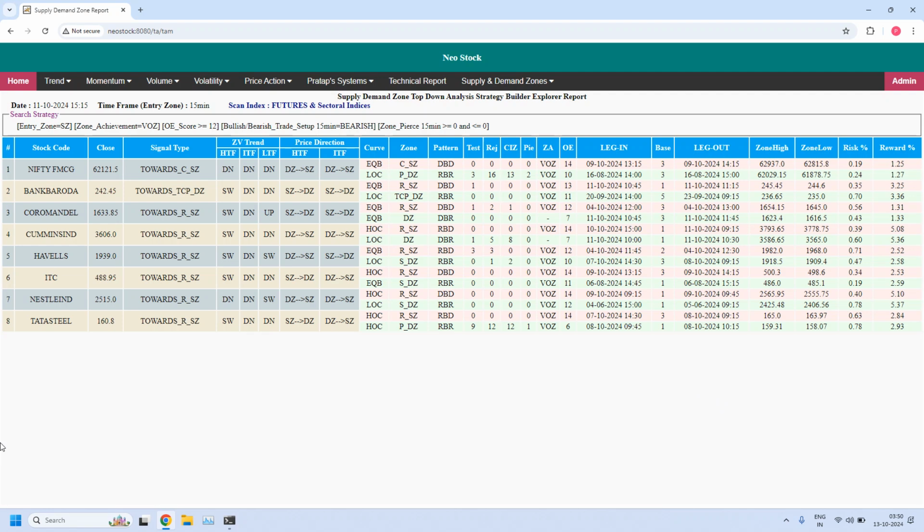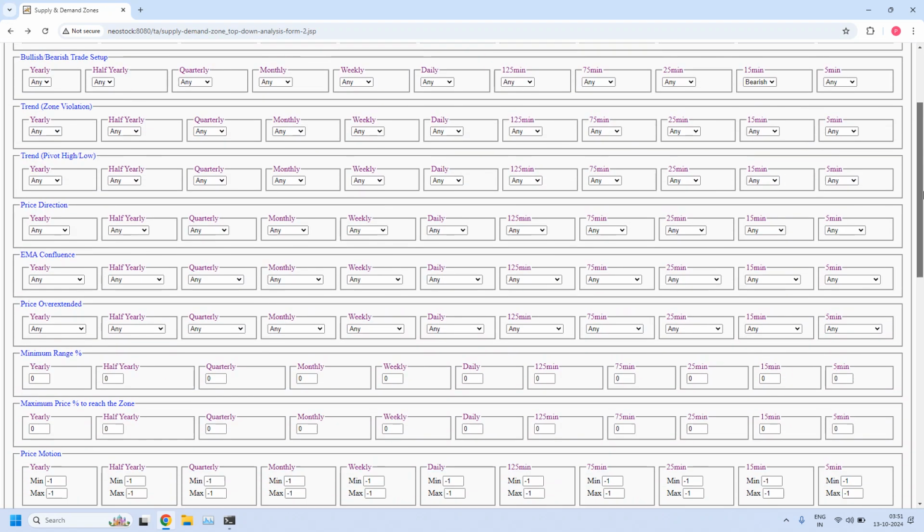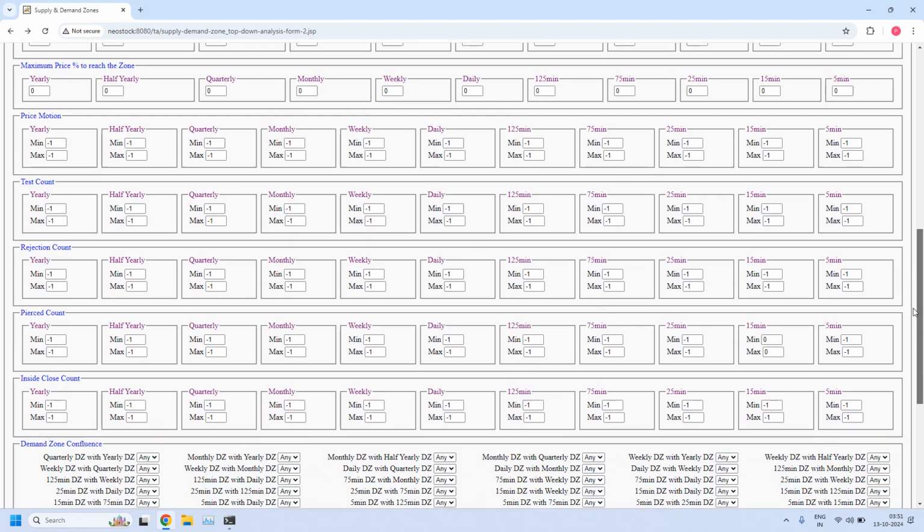And out of these 8 stocks, there could be some high probability setup supported stocks available. To filter and identify those stocks, let's look for LTF and ITF supply zone confluence, because these are the supply zones, 15 minute supply zones. We are looking for supply zone confluence.